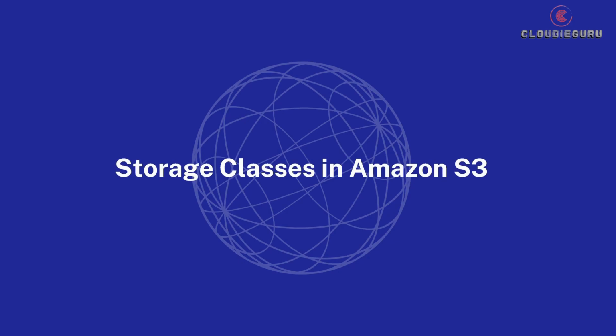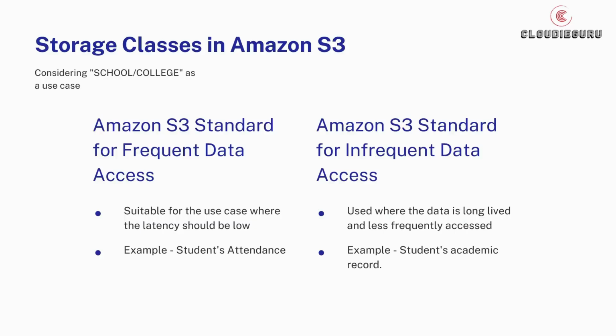First, let's see different storage classes in Amazon S3. For each storage class we will be considering school or college as a use case. So the first storage class is Amazon S3 Standard for frequent data access. It is suitable for the use case where the latency should be low, which means that the data should be accessible quickly. This type of storage class is used to store the data that is frequently accessed.